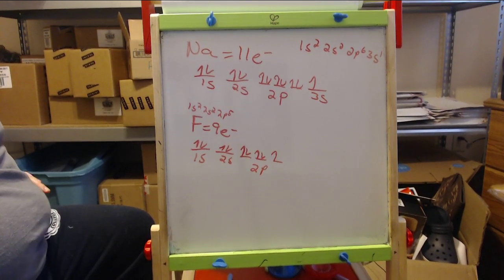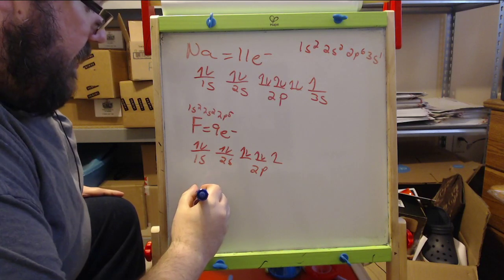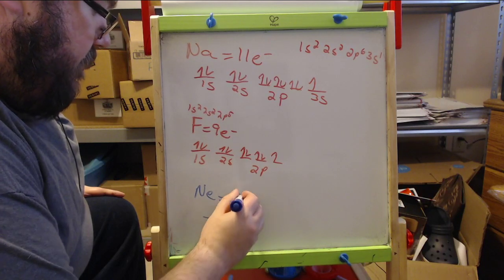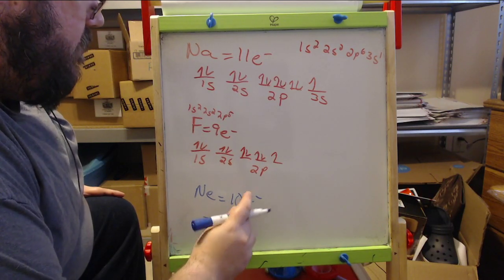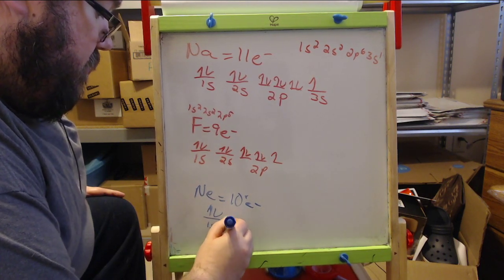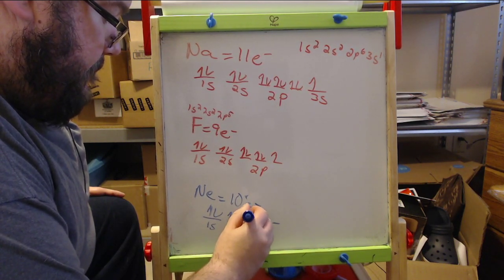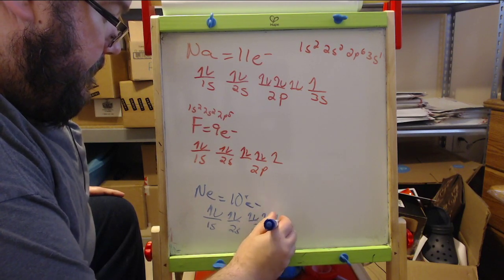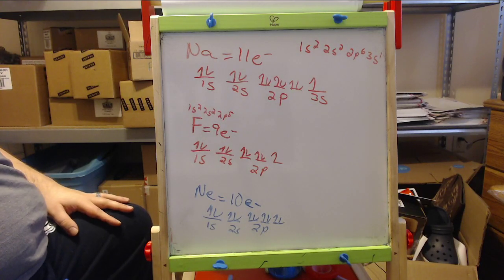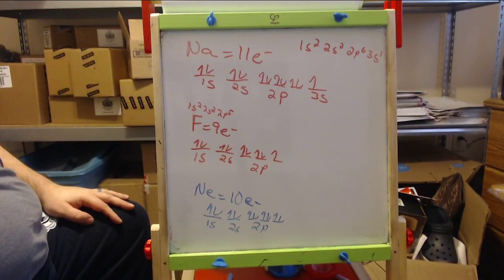Now, let's look at neon. Neon has 10 electrons. Therefore, 1s2, 2s2, 2p6. All right. So that's what we have.